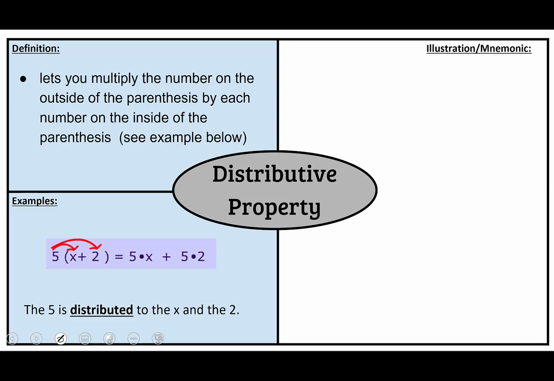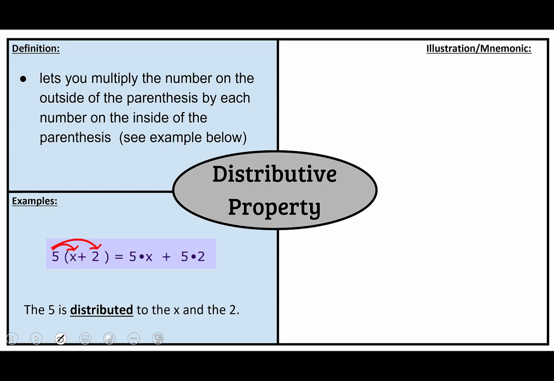The distributive property. This is, again, one of the most important terms that we study this year. This is a term that you're really going to have to own as you move through various principles in algebra, and you eventually will move on to Algebra 2.